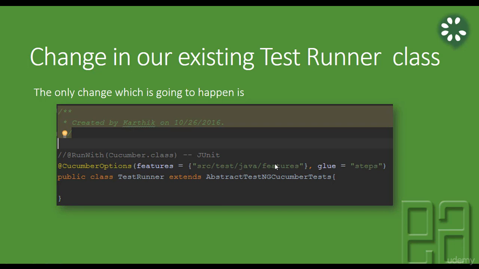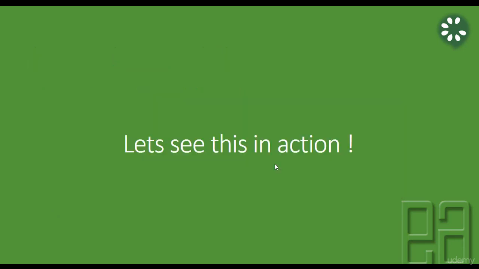And then of course you need to add the dependencies for cucumber testng and testng. So we have to add these two as well. I'm going to do two things. The first thing is I'm going to add the dependency, and then I'm going to change our existing test runner class to make our test run with testng. So let's quickly see this in action and perform the test using testng. For that, I'm going to flip to IntelliJ.